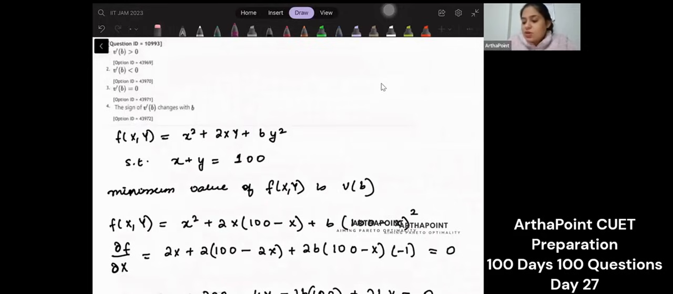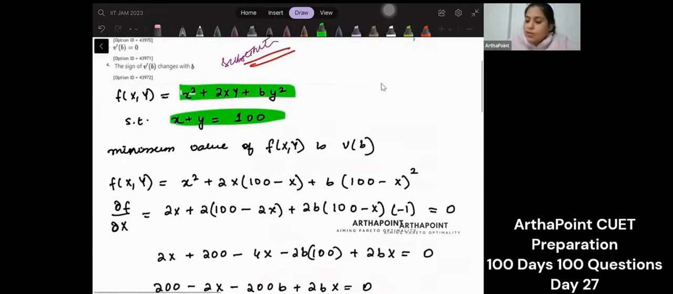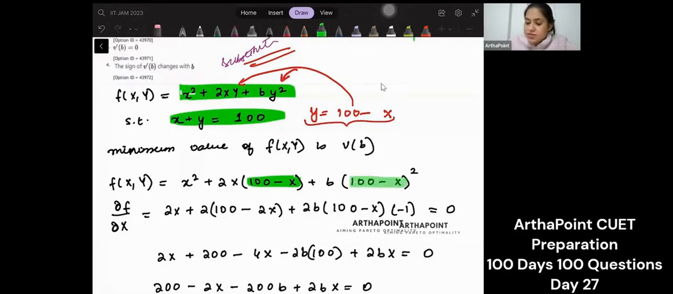So I am using the method of substitution, but it is up to you. If you want, you can do it through Lagrange also. Let's take this function x square plus 2x plus y square, and let us subject this to the constraint x plus y equal to 100. So from this, what will I get? I will get that y is 100 minus x. I will put this y in this function. So instead of y, I have 100 minus x here, and here also, instead of y, I will get 100 minus x.